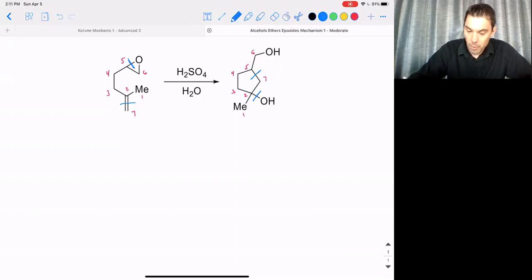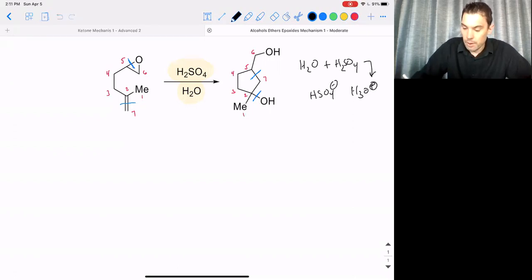Now, the next thing I like to do is to identify what kind of reagent I have. And here we're given sulfuric acid and water as the reagent. Before we get too carried away there, one thing I like to remind myself is that in water, sulfuric acid generates H3O+ and HSO4-. And so if we're going to be using acid here, we should be using H3O+ as our proton source.